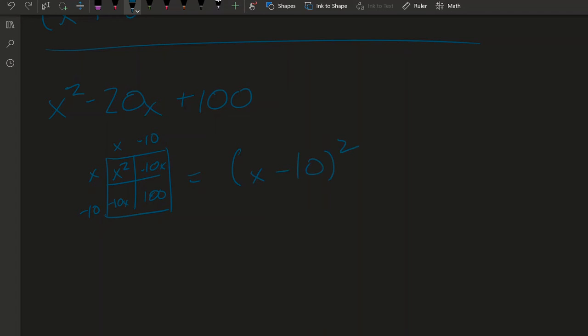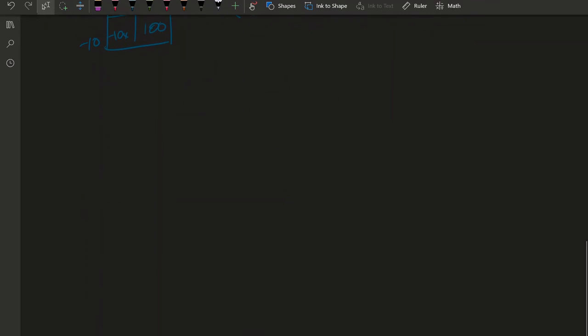But if I had recognized the pattern there, I would have been able to say, oh yeah, that's x minus 10 squared. What about x squared plus 22x plus 121? You should be able to look at that and recognize that that is x plus 11 squared. Now, these can take some practice to recognize, but once you start to recognize the perfect square trinomials, this should move very quickly.